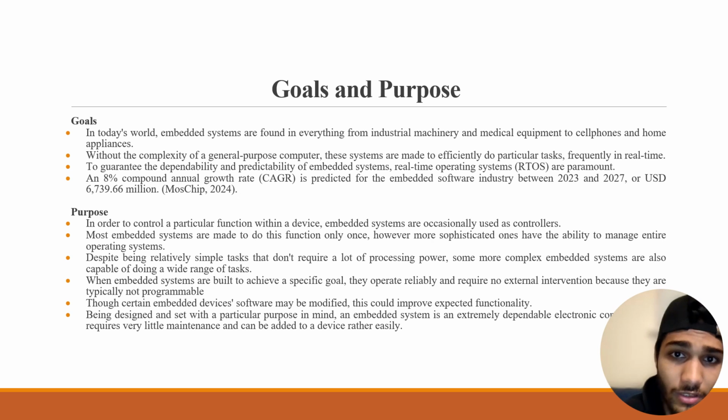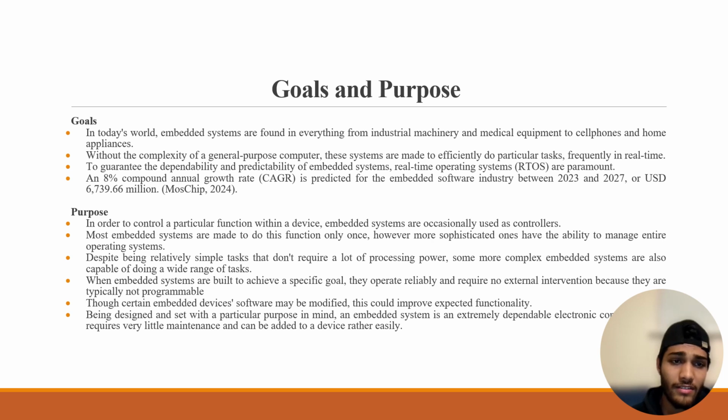So, what are its goals and purposes? The goals would be: in today's world, embedded systems are found in everything from industrial machinery and medical equipment to cell phones and home appliances. To guarantee the dependability and predictability of embedded systems, real-time operating systems are paramount. An 8% compound annual growth rate is predicted for the embedded software industry between 2023 and 2027, or 6,739.66 million USD.